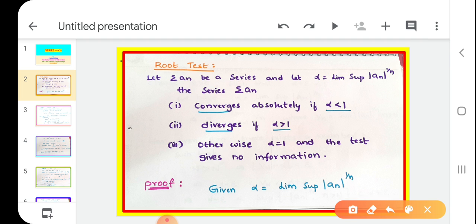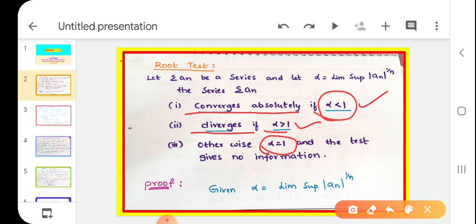What are the conditions here? If alpha is less than 1, the given series is convergent absolutely. If alpha is greater than 1, the given series diverges. If alpha equals 1, we can't say whether the given series is convergent or divergent. That means the test fails and gives no information.